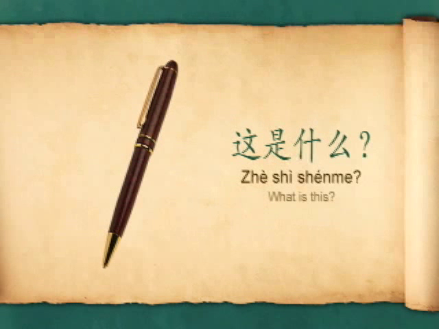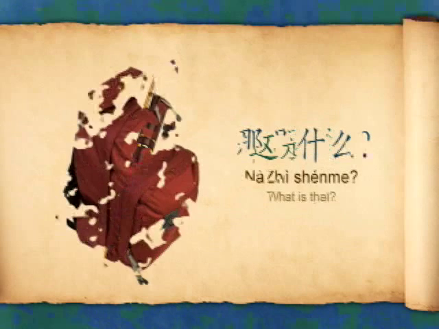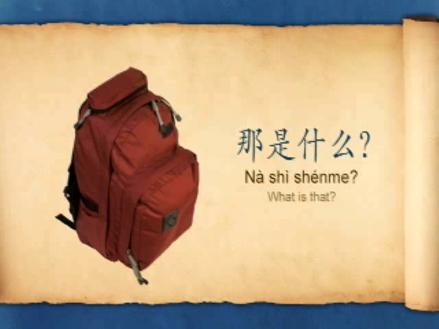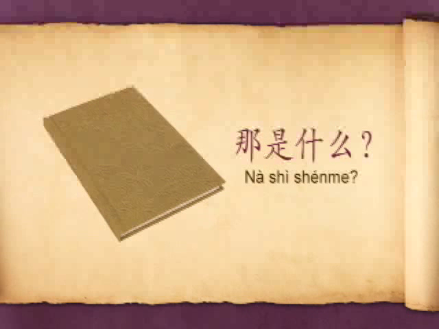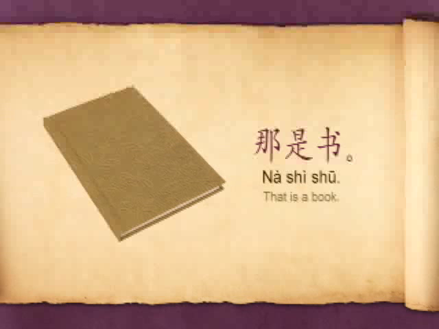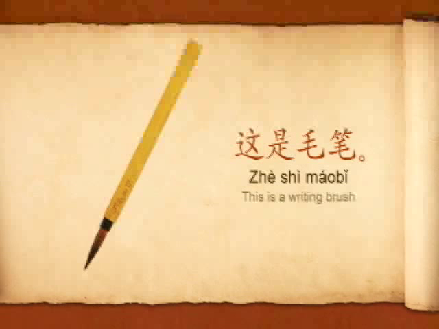这是什么? What is this? 这是笔。 This is a pen. 那是什么? What is that? 那是书包。 That is a school bag. 那是什么? 那是书。 That is a book. 这是什么? 你知道吗? Do you know? 好,这是毛笔。 This is a writing brush. 毛笔。 Say 毛笔 for me.